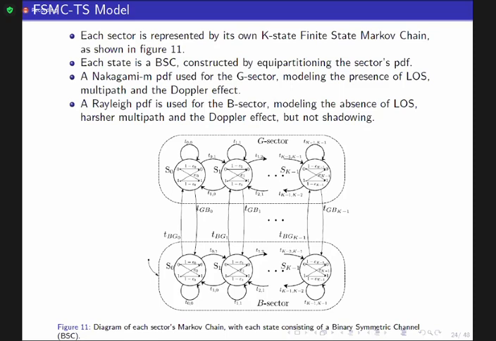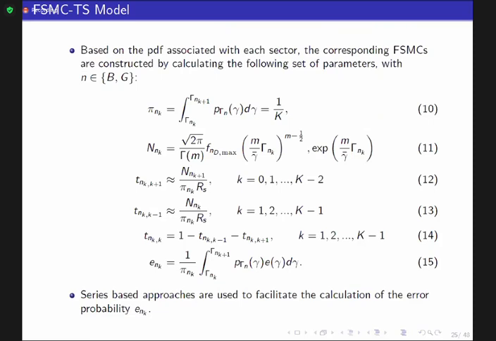And the B sector is modeled with Rayleigh distribution, which models the absence of a line of sight, so there's no line of sight present, partial multipath, and Doppler effects. There's no shadowing present. So you get the PDFs of each sector, and then you get this set of equations 10 to 15 that allow you to construct the parameters that would be used to simulate the Markov chain, right?